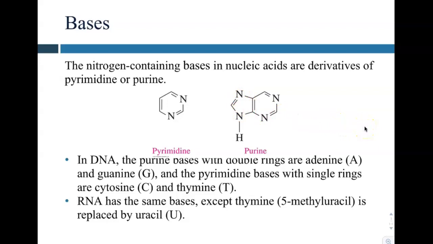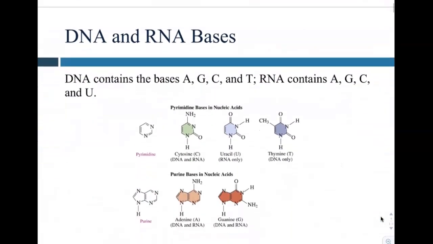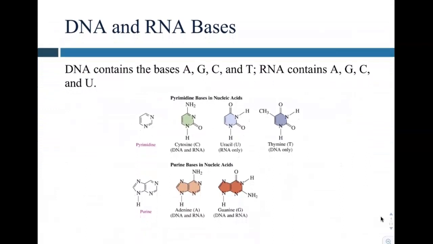So the purine bases, the double ring purine bases, are adenine and guanine. And then the pyrimidine single rings are cytosine and thymine. And then RNA is the same, except thymine is replaced by uracil. And you may already know this from a biology or genetics class that you've taken. So DNA has the bases A, G, C, and T, and RNA is A, G, C, and U. So T is replaced for U in RNA. And so these either are purine bases or pyrimidine bases.